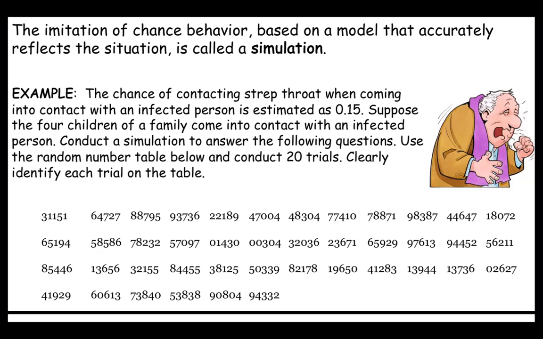Suppose that 4 children of a family come into contact with an infected person. So there's 4 children in this family. They all come in contact with one person unmasked. And so we're going to conduct a simulation to answer the following questions. The questions are at the end. Why can't we do this? Why do we need a simulation to do this problem?